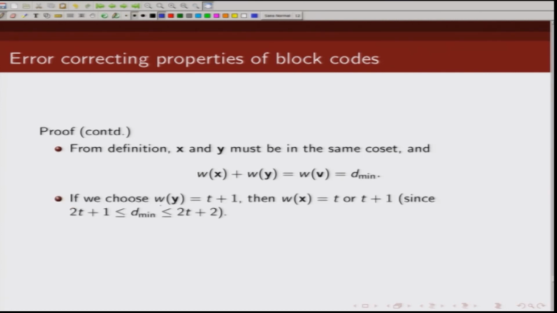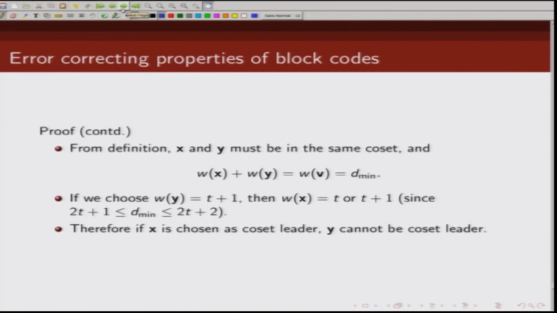Now, if we choose our y to have a weight of t plus 1, then we can see from here that d min is greater than or equal to 2t plus 1, but less than or equal to 2t plus 2. So, using the fact that d min lies between 2t plus 1 and 2t plus 2, using these two results, what we get is that the weight of x can be t or t plus 1.